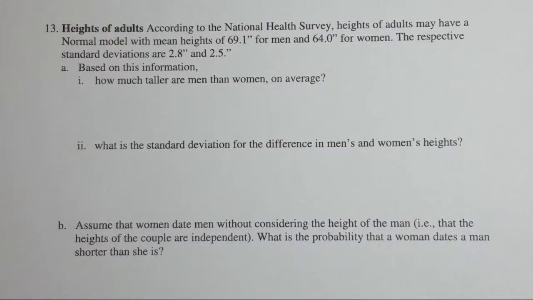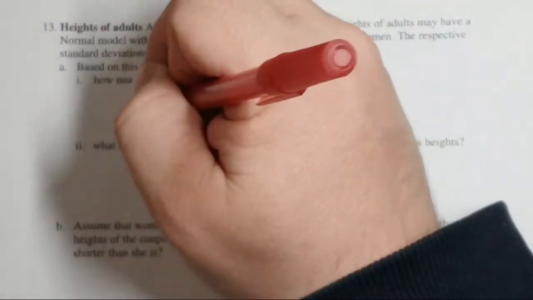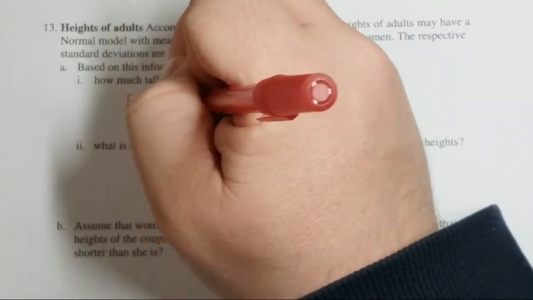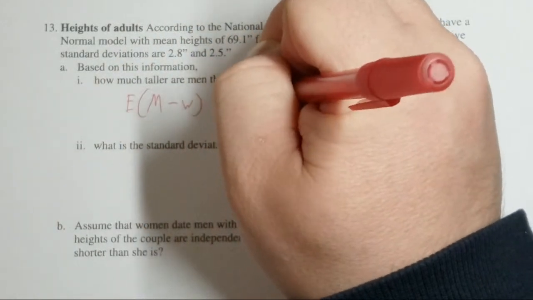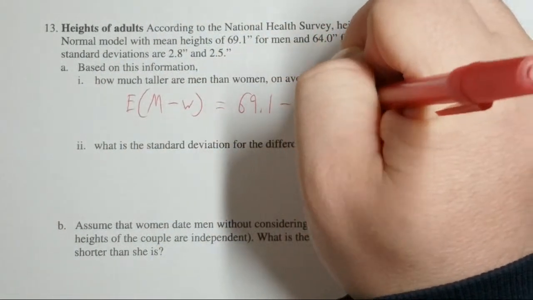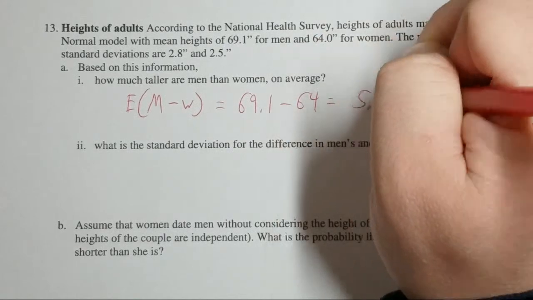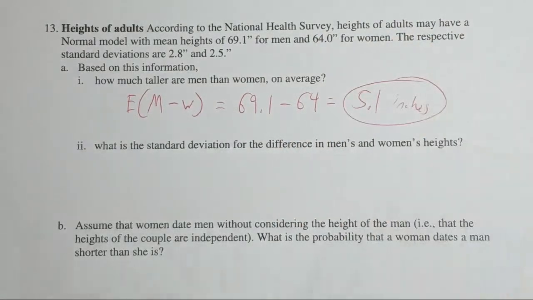Well, if we're expecting men to have a height of 69.1 and we're expecting women to have an average height of 64, if you're trying to figure out how much taller they are, the expected value of men minus women would just be 69.1 minus 64, which is equal to 5.1 inches.